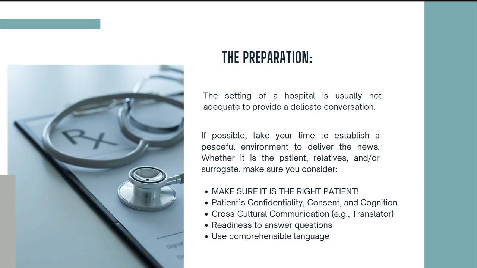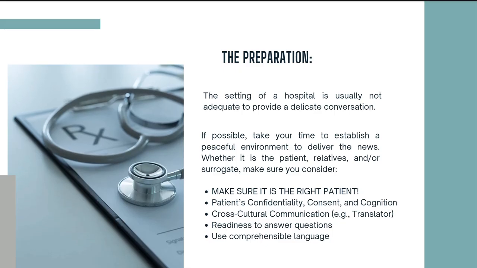So for the preparation, the important main topics: make sure you are talking about the right patient with the corresponding relatives or surrogate. Make sure that you keep patients' confidentiality, that you respect their consent, and make sure that the receiver of the information has proper cognition, that they are in the proper faculties to understand what is being told to them. Also, make sure that you deal with cross-cultural communication and be ready to answer any questions that might come into discussion, as well as using comprehensible language.